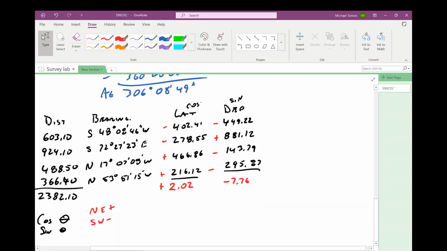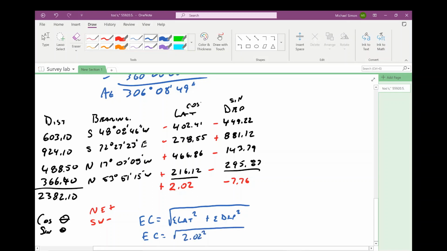That's what I have. My error of closure is equal to the square root of the sum of the latitudes squared plus the sum of the departures squared. This is telling me how far off I am in total. So right now, it's going to be quite a bit. 2.02 squared plus a negative 7.76 squared. That's actually too much for a survey. We typically would redo this type of work, redo the survey completely, being this far off.